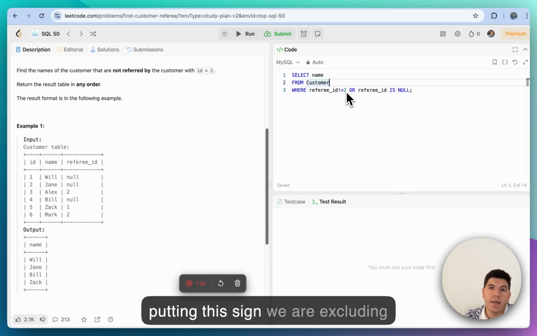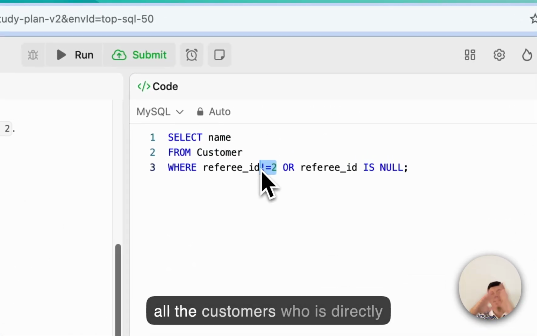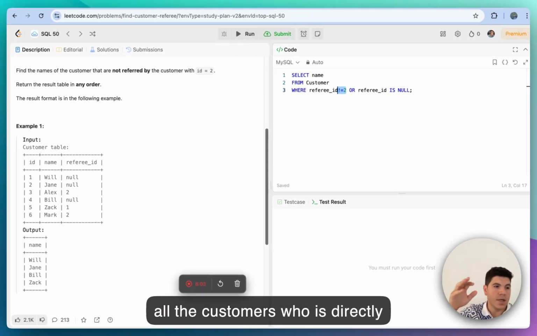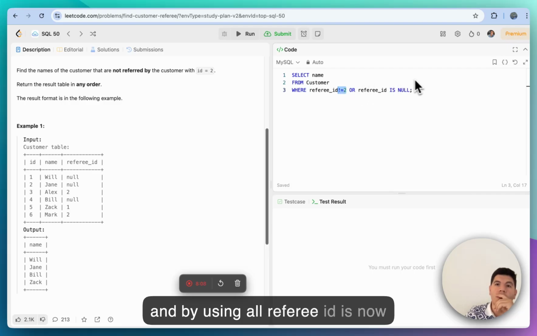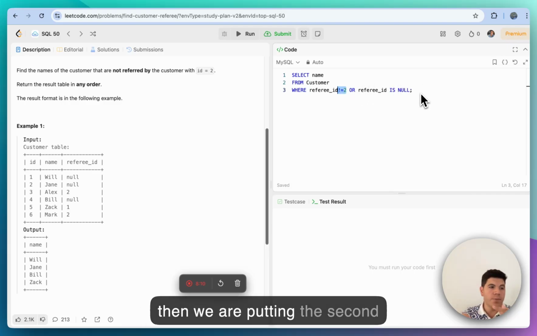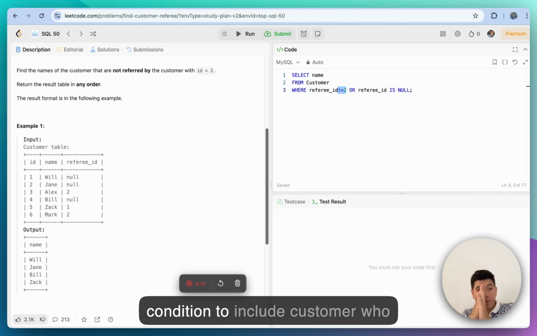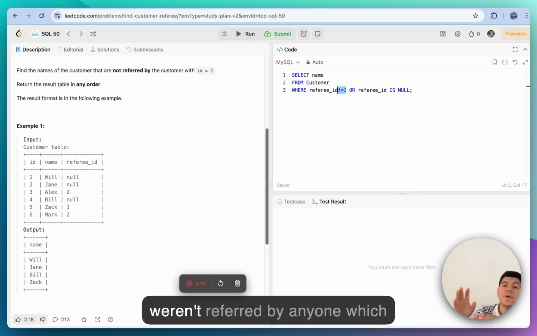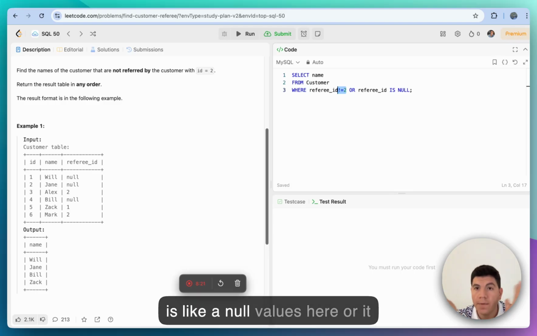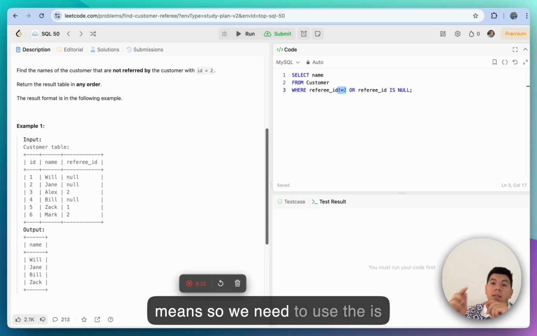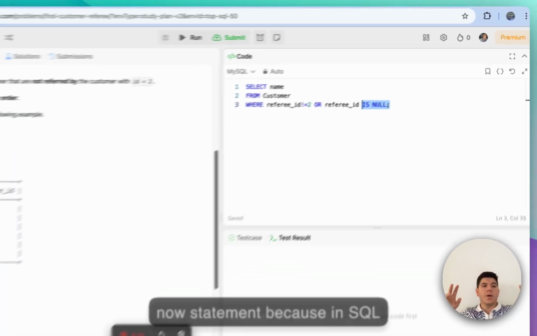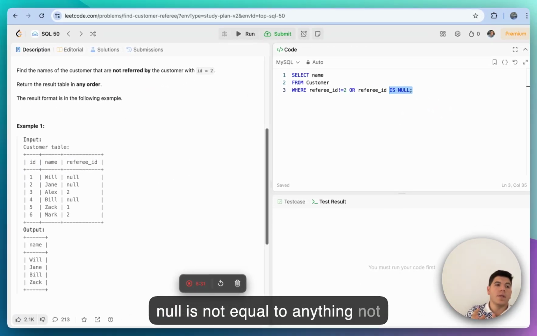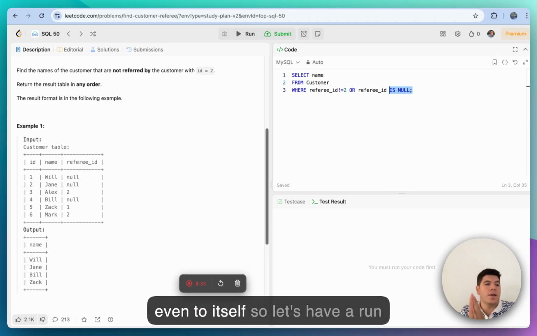So by putting this sign, we are excluding all the customers who are directly referred by customer number 2. And by using or referee ID is null, we are putting the second condition to include customers who weren't referred by anyone, which means null values here. So we need to use the is null statement because in SQL null is not equal to anything, not even to itself.